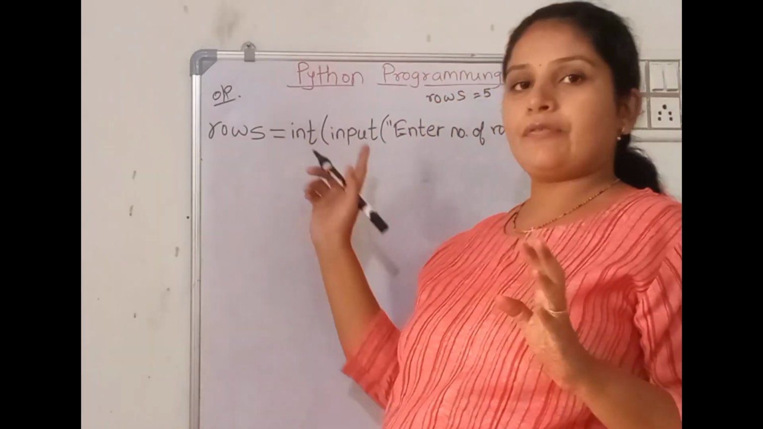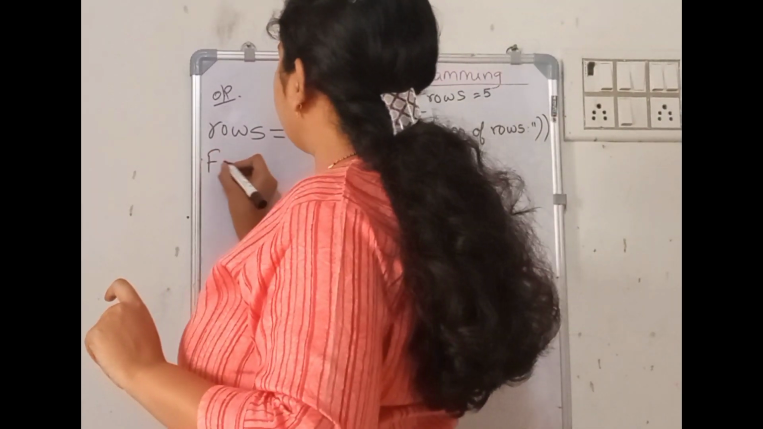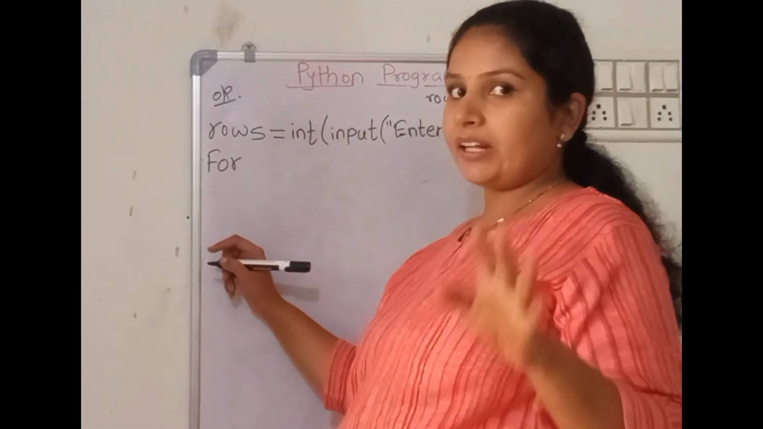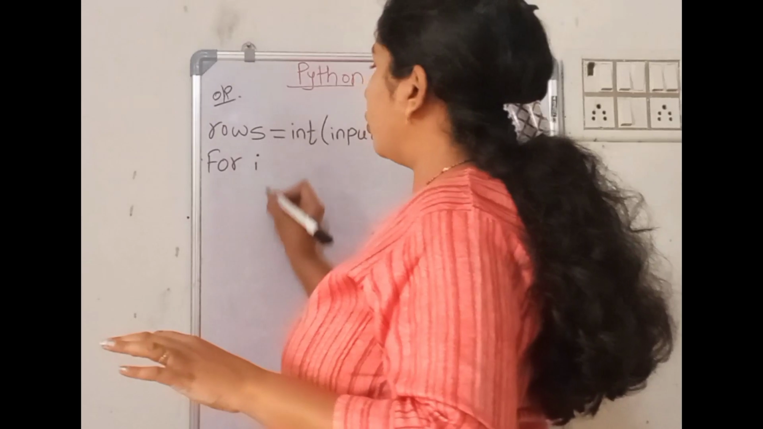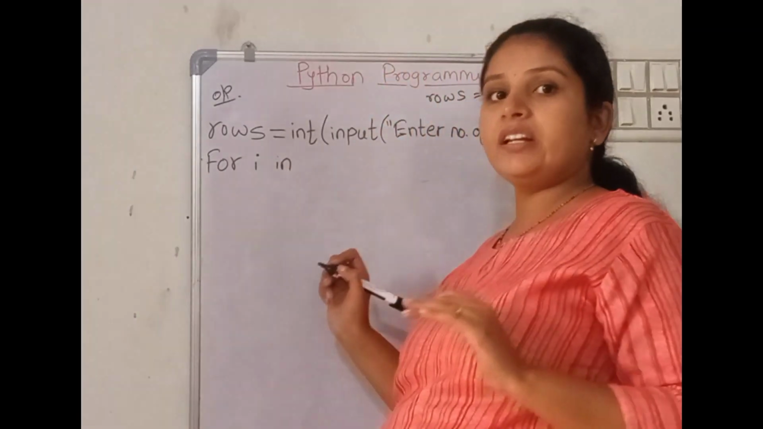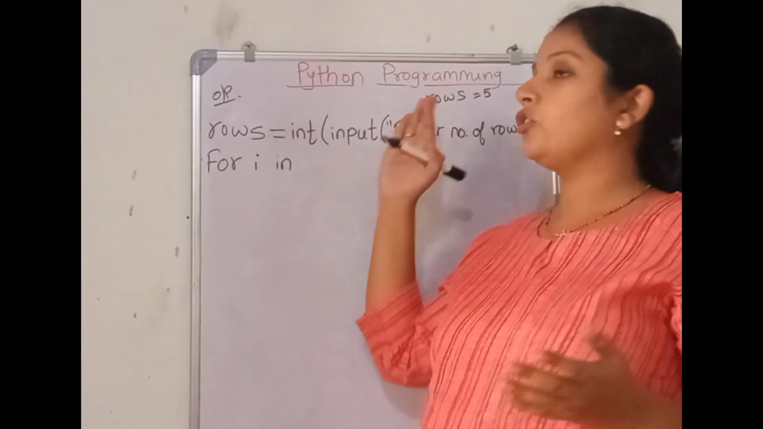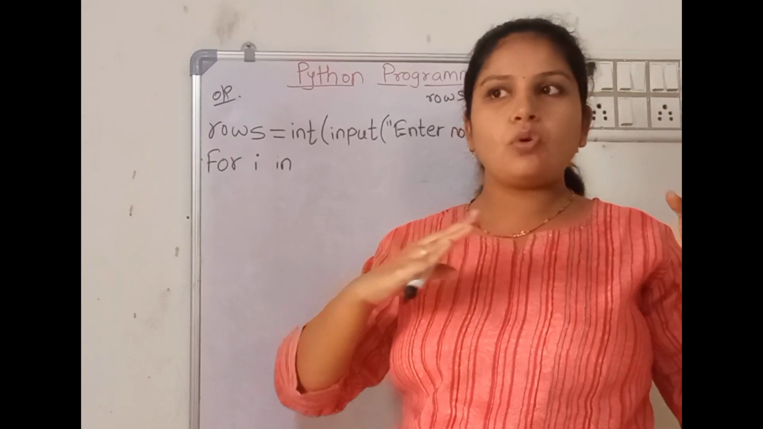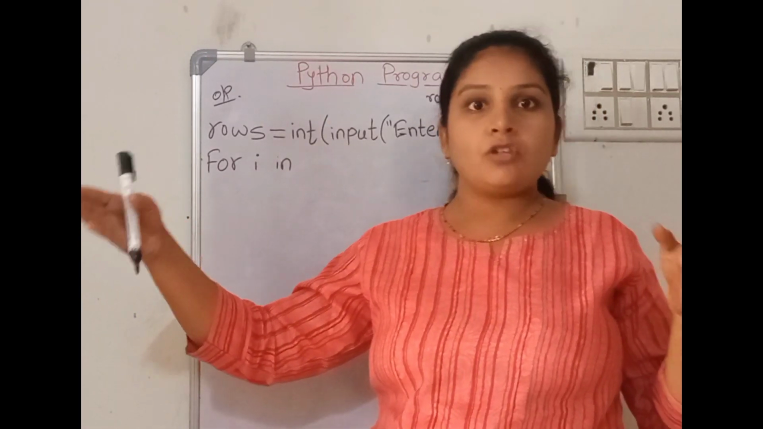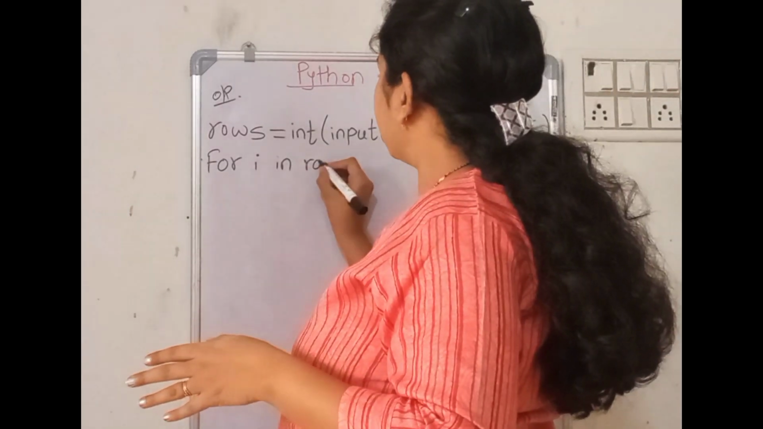So here, after taking the rows value, we are taking the first for loop. The syntax is the for keyword, then your variable, which you can take as anything. I am taking i now. For i in range. Here we need range because you are deciding how many rows you are going to extend the pyramid, starting with 0. So that will be my range. So, for i in range.